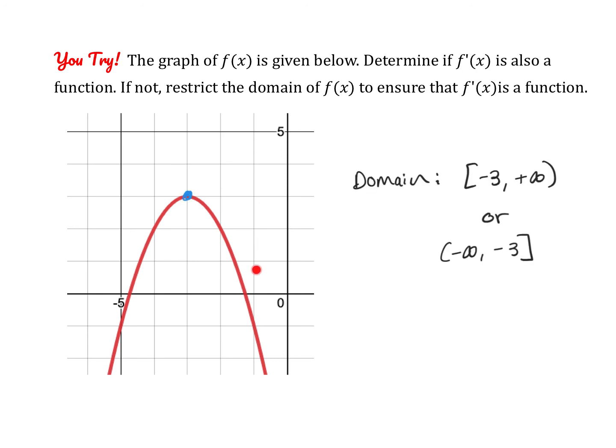Okay, so again, this function fails our horizontal line test, so the inverse would not be a function unless we restrict the domain. So we could either say restrict the domain to everything greater than or equal to negative 3, so negative 3 to infinity, which would just be the right half of our graph. Or we could say negative infinity to negative 3, which would just be the left half of our graph. But either way, find the vertex and then just define everything to the right or the left of it.